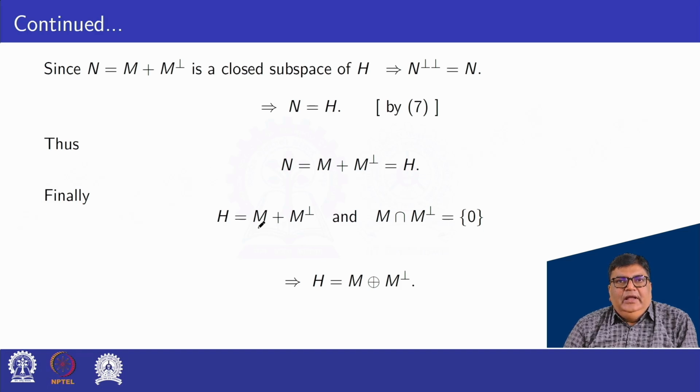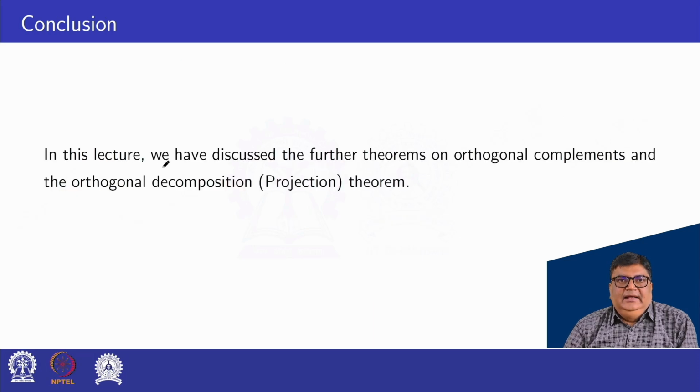Finally, H is equal to M plus M perpendicular and M intersection M perpendicular is equal to the singleton set 0. This implies that H is equal to M direct sum of M perpendicular. This completes the proof of the theorem. In this lecture, we have discussed further theorems on orthogonal complements and the orthogonal decomposition theorem, that is, the projection theorem.